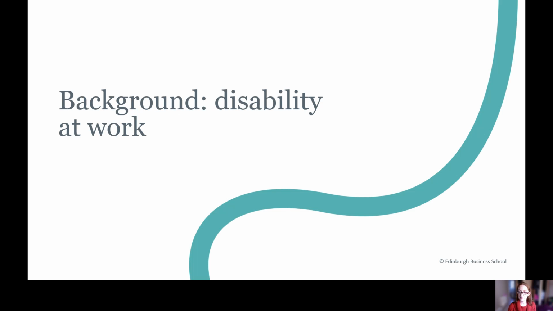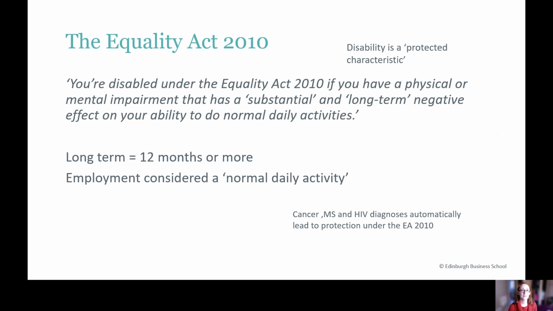So now we'll just spend a couple of minutes thinking about disability at work. The main law that underpins disability inclusion in the UK is the Equality Act 2010. The Equality Act brought together various strands of equality legislation, and prior to 2010, we had the Disability Discrimination Act.